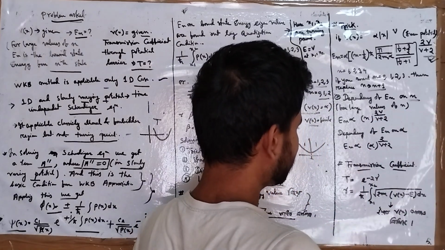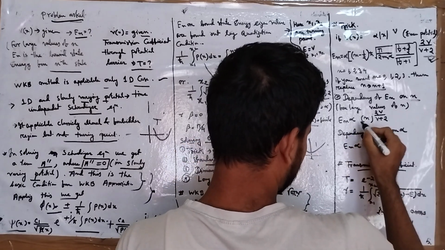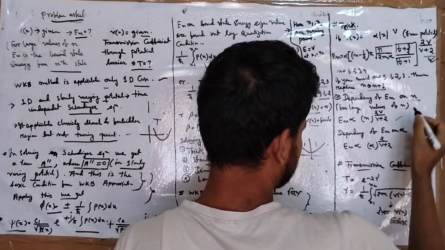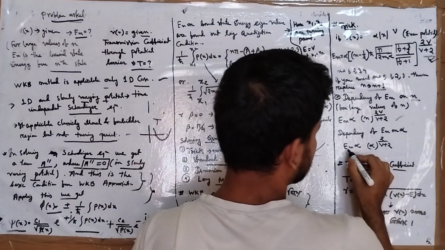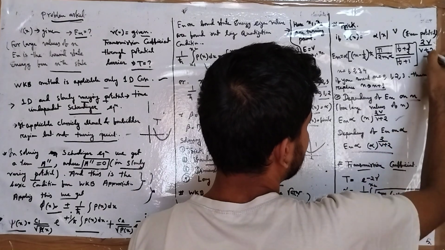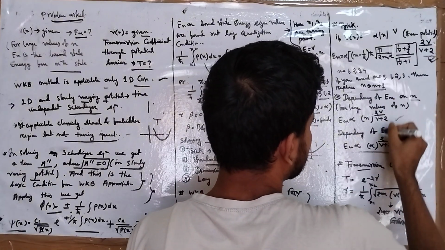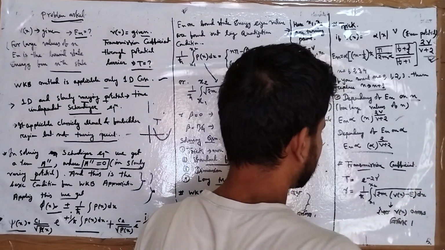What is the dependency of energy En on n for large values of n? En is proportional to n to the power v by v plus 2. This is the dependency. The dependency of En on alpha is 2 divided by v plus 2. V plus 2 is common everywhere, 2v is common, here 2 only, and v is absent in this case. So you have to remember it like this.